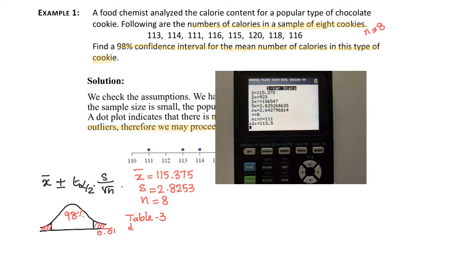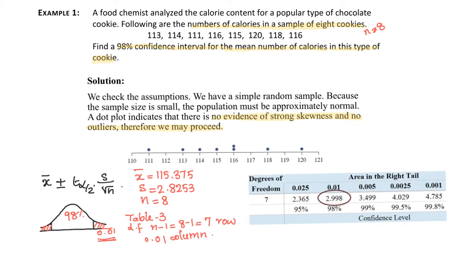And I'll be looking for the degrees of freedom, n minus 1, that is 8 minus 1, which is equal to 7, and the corresponding column 0.01. So this is the row I am looking at, and this is the column I'll be looking at to find the critical value. Using the table, we know that at degrees of freedom 7 and column 0.01, this is the critical value. Therefore t alpha over 2 is 2.998.